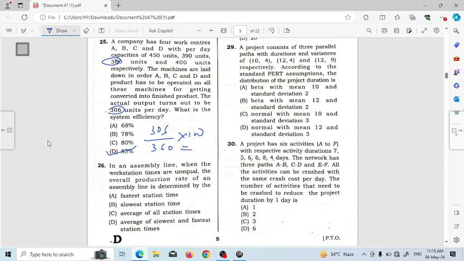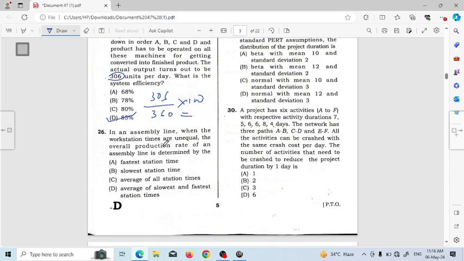Next, in an assembly line, when the workstation times are unequal, then the overall production rate of the assembly line is determined by the slowest station time. Option B is the correct answer.